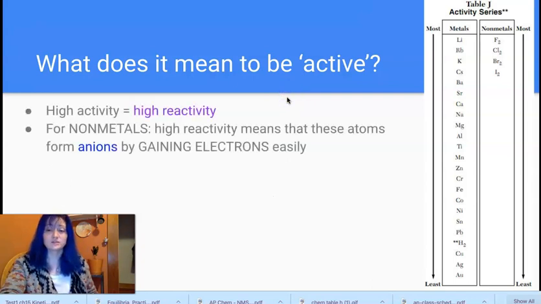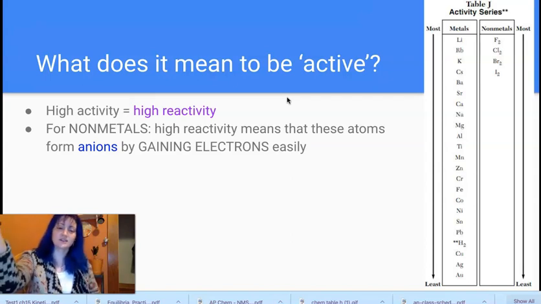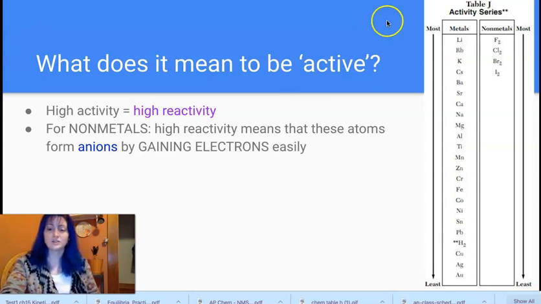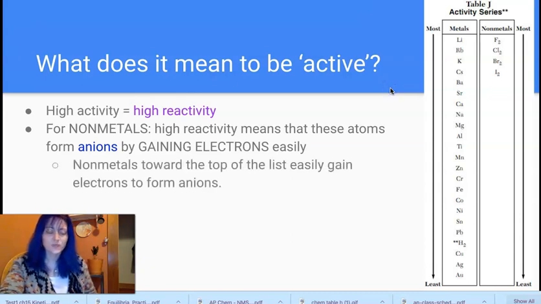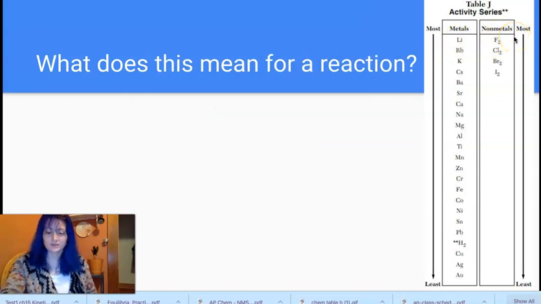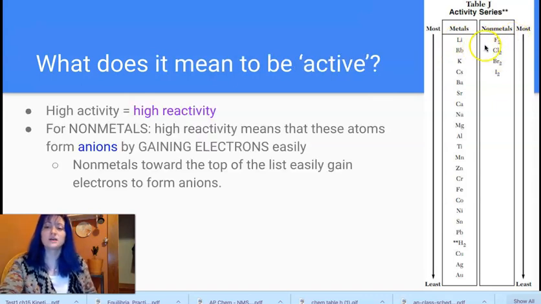For nonmetals, equal but opposite, as we usually see. For nonmetals, being reactive means that these atoms will gain electrons very easily to form anions. And you should see a familiar face here, fluorine. Fluorine should always ring your bell because it's the most electronegative atom on the periodic table. It has an electronegativity of 4.0. We know that fluorine loves electrons, so it makes sense that it's the most reactive. All right, kind of similar to what we saw with the metals.